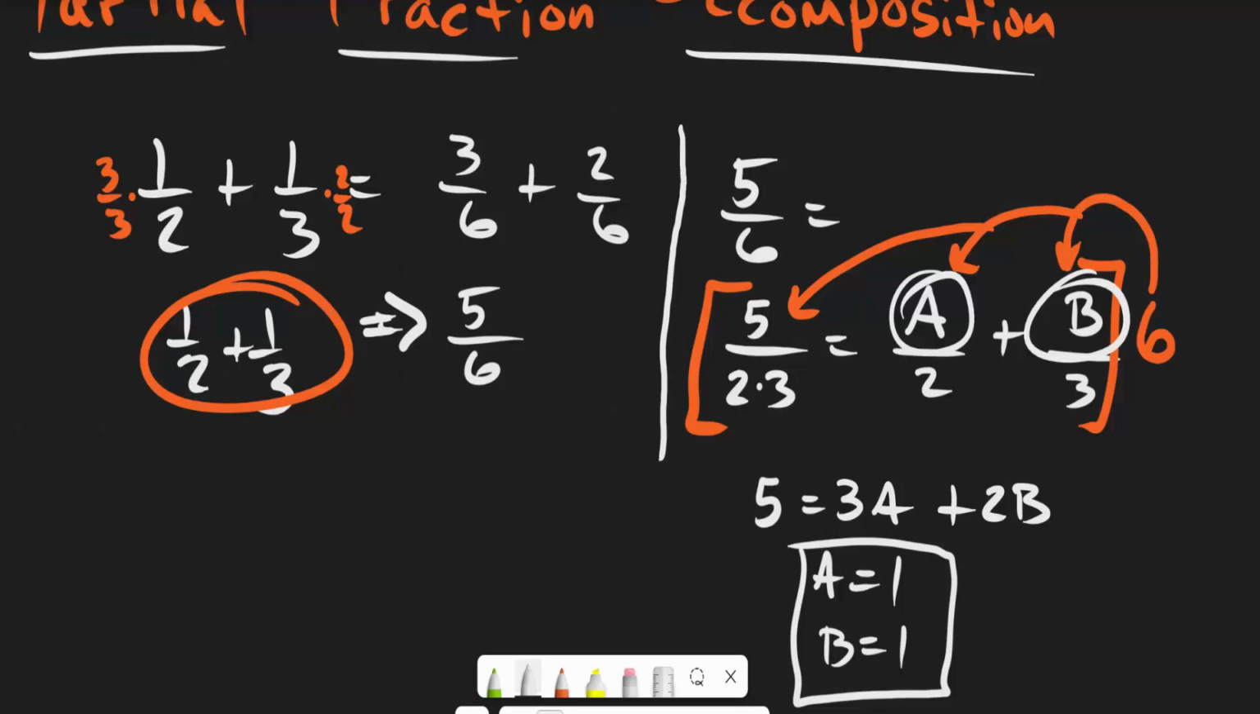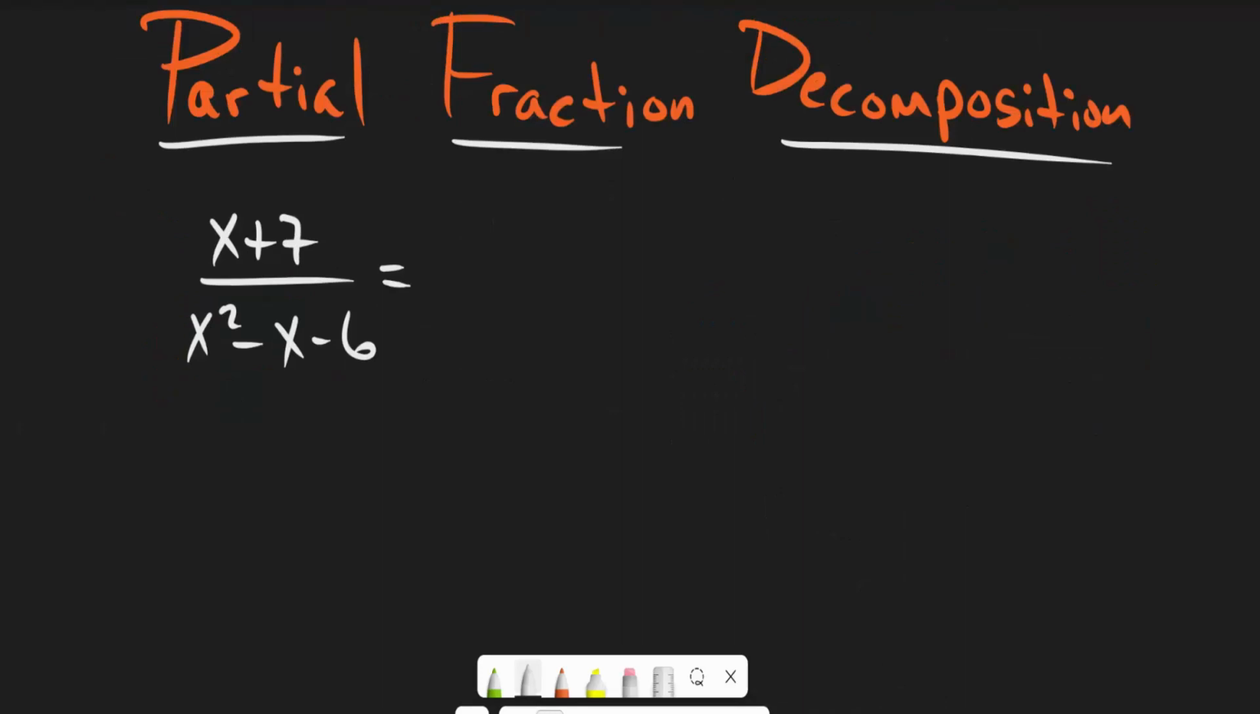All right, so now let's apply the same technique to a much more complicated expression. Okay, here we go. This one's much tougher. What we're trying to do is get this rational expression. Remember, rational expression is just a fancy way of saying fraction. So we have this fraction with variables here, and we're trying to break it down into two or more fractions. Okay, so how do we do that?